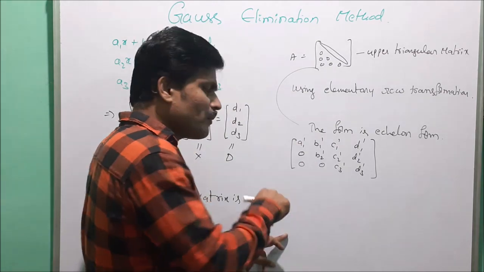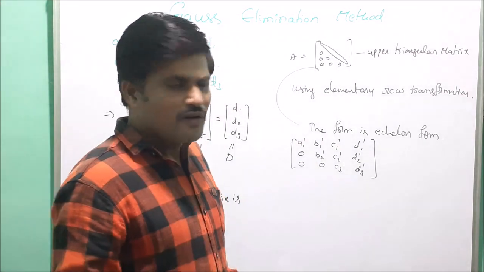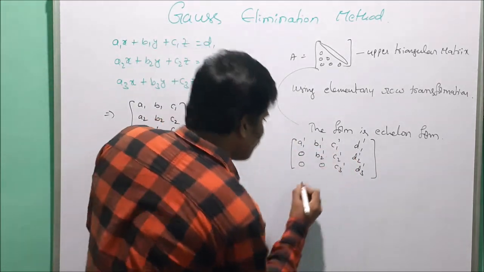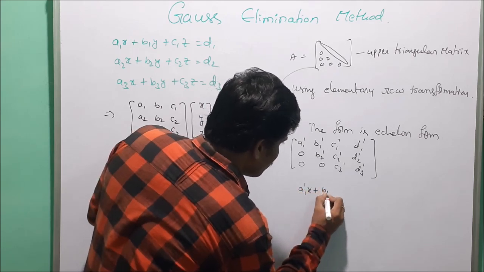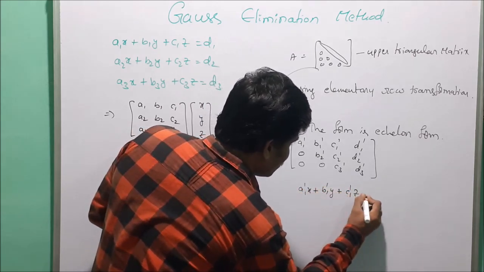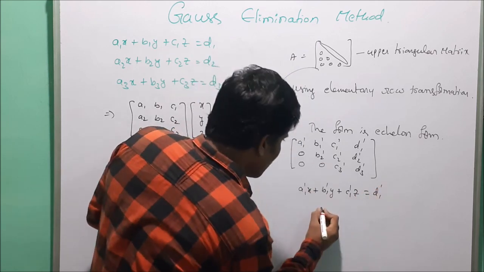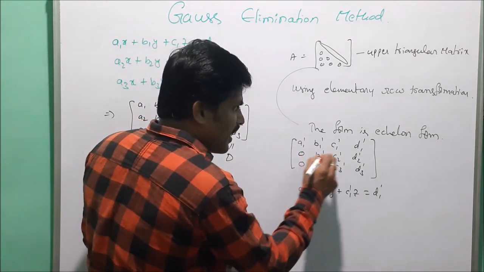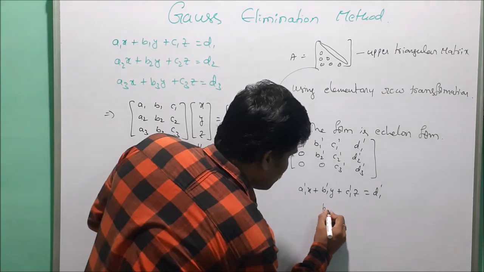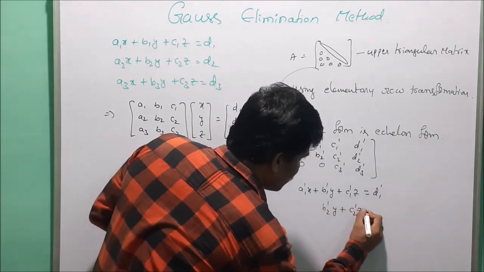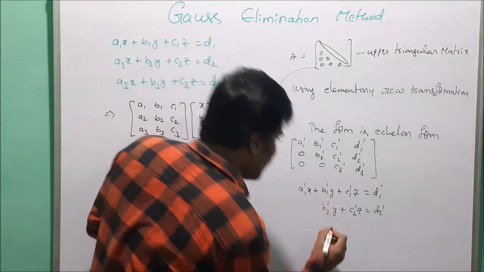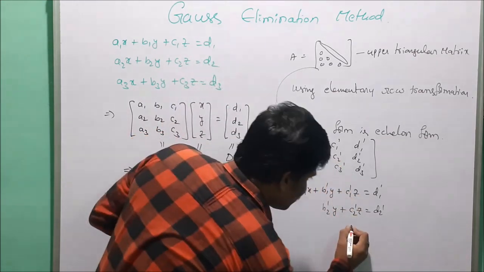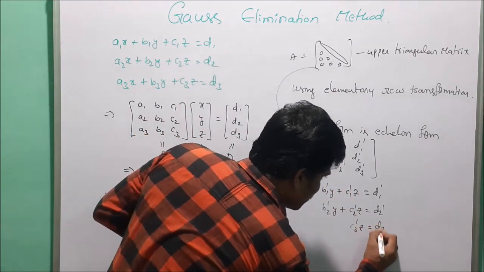Now for backward substitution, first we write the equations using this augmented matrix. The first equation is a1 dash x plus b1 dash y plus c1 dash z equals d1 dash. Similarly, the coefficient of x is 0, the coefficient of y is b2 dash and of z is c2 dash: b2 dash y plus c2 dash z equals d2 dash. Then the coefficients of x and y are zeros, and the coefficient of z is c3 dash: c3 dash z equals d3 dash.